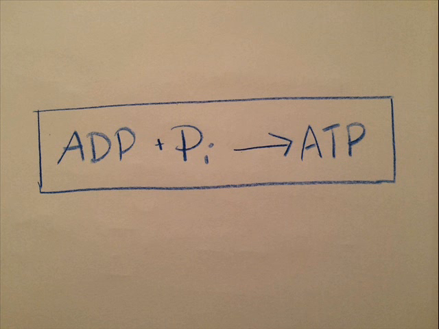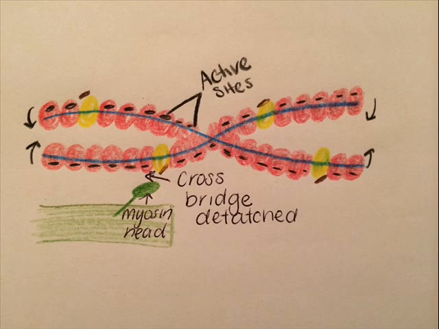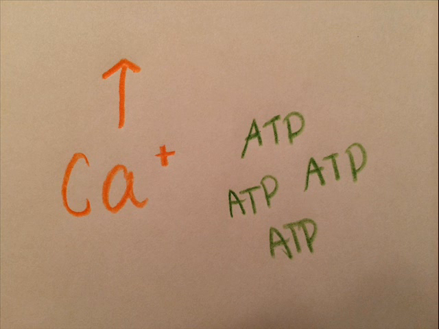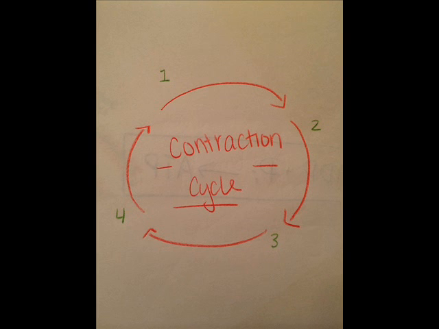When ADP binds with inorganic phosphate once again, the cross bridges detach. These four steps form the contraction cycle. If calcium levels are high and more ATP is available, the contraction cycle will continue, and myosin heads will continue in a walking motion.